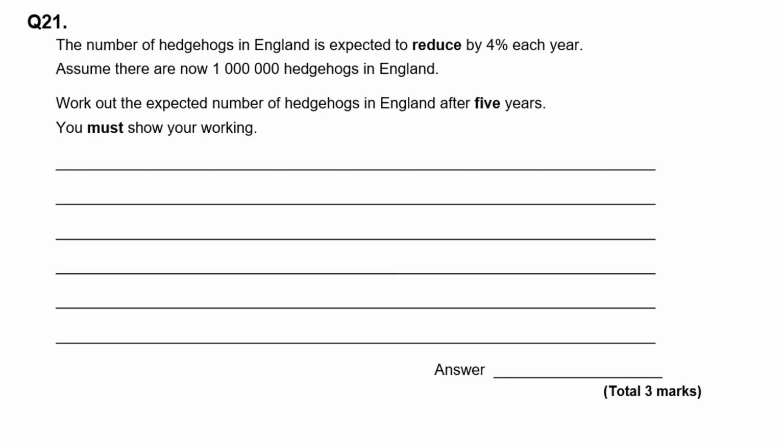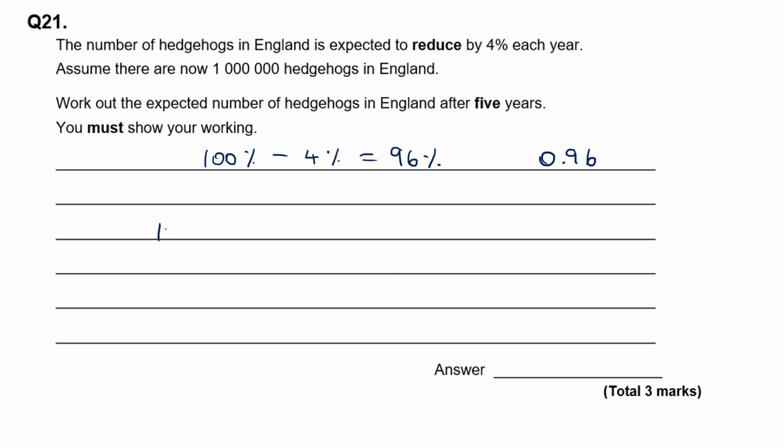Question 21. The number of hedgehogs in England is expected to reduce by 4% each year. That means if we start off with 100%, there is going to be a reduction of 4%. That gives us 96%, which is 0.96. Assume there are 1 million of them in England now. Work out the expected number of hedgehogs in England after 5 years.